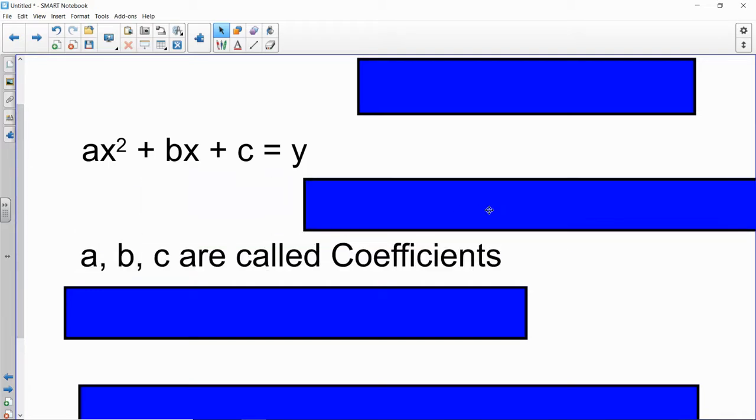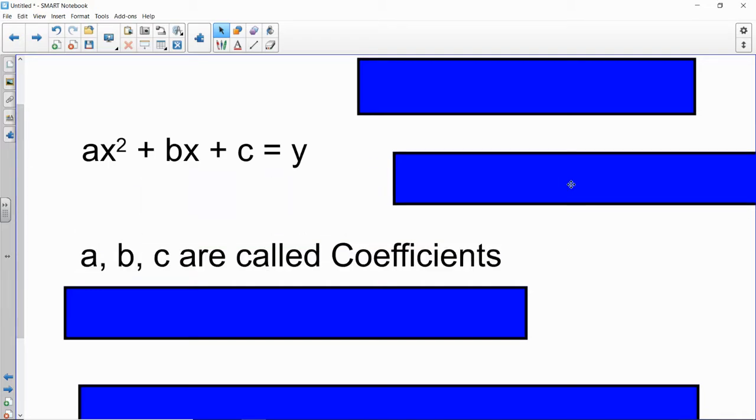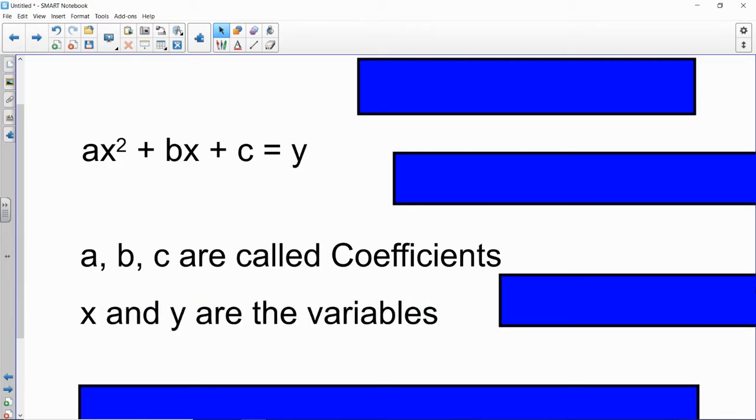A, b, and c are called the coefficients. They are going to be numbers. As always, as a reminder, x and y are going to be your variables. They're the things that change, the coordinates, the points. For every x value, there's a y value.